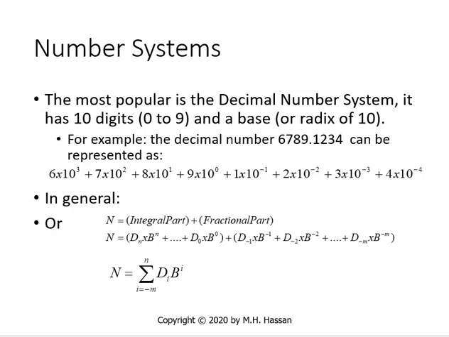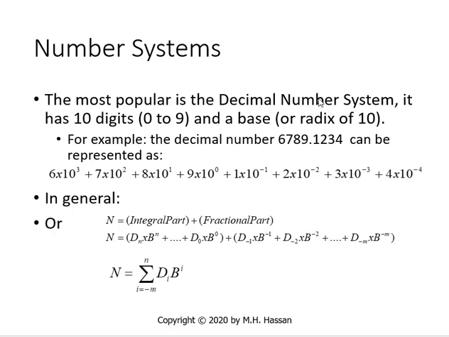Number systems. The most popular number system is the decimal number system. It's called decimal because it has 10 digits, 0 to 9, or 0, 1, 2, 3, 4, 5, 6, 7, 8, 9, and it has a base, called a radix, of 10. Now, any number from any system may have an integer or integral part and may have a fraction. It may and it may not. If it has a fraction, a decimal point in the case of decimal numbers, or a radix point in general, separates the integer part from the fraction.